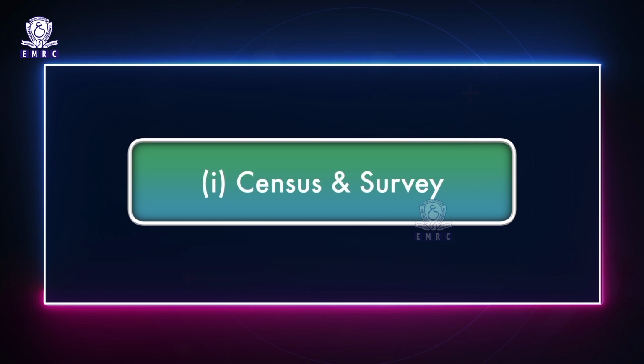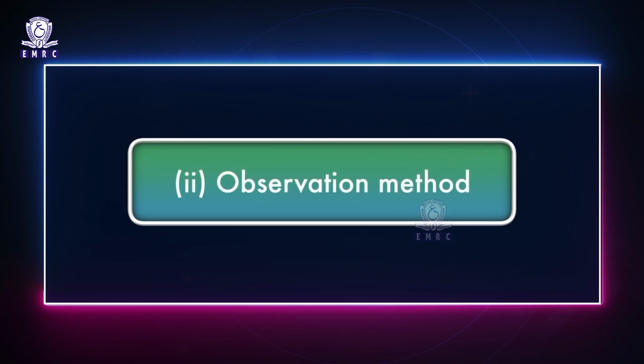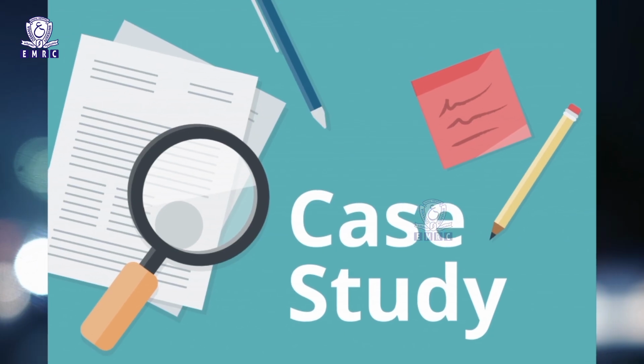There are two main techniques of data collection. Firstly, census and survey methods. Secondly, observation method. Primary data can also be collected by means of experiments, that is, yield under certain conditions, observation at many time points of a certain phenomenon, etc. Intensive fieldwork methods include observation, interview, case study, etc.